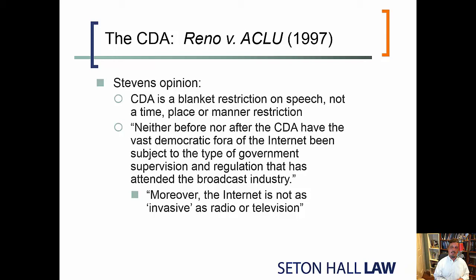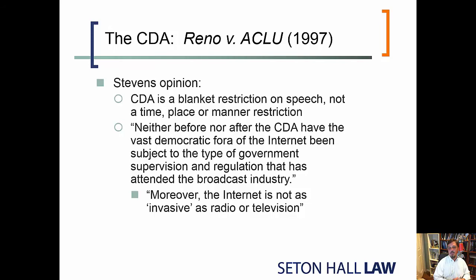Now, I think this is a piece of this case that is perhaps a little bit frozen in amber from 1997. I'm not sure that anyone would really agree that the internet is not as invasive as radio or television today, because we all have the internet in our pockets, in our phones, including our kids. And you might say, well, don't give your kid a phone. But if you have a young teenage or preteen kid, they're going to have a phone, partly because you're going to feel safer if they're out somewhere and they have a phone. But we all know, we all have the internet. It's totally accessible, but this is 1997, and it was a little bit of a different world.